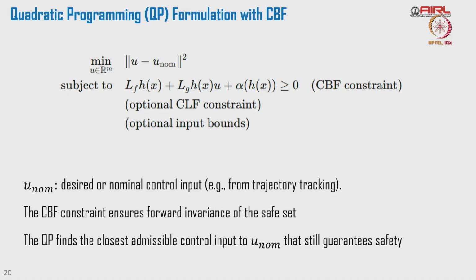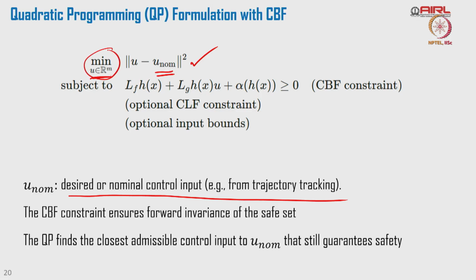So, in our case, the objective function of the quadratic programming problem is something like this. U is the control input which we want, which should be in the m-dimensional space. U nominal is a desired or nominal control output, might be for trajectory tracking or something like this. That means there is another nominal control which is there for stability of the drone or for tracking a desired trajectory for the drone. So, that U nominal will be there, but we need another control input U for safety, and this difference should be as minimum as possible.